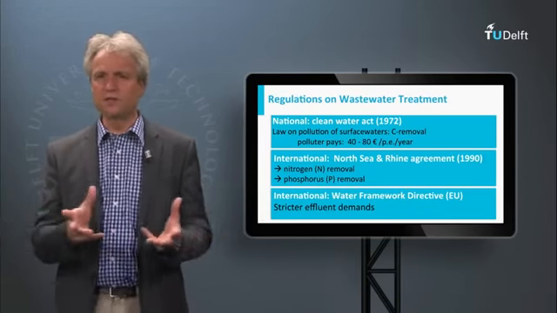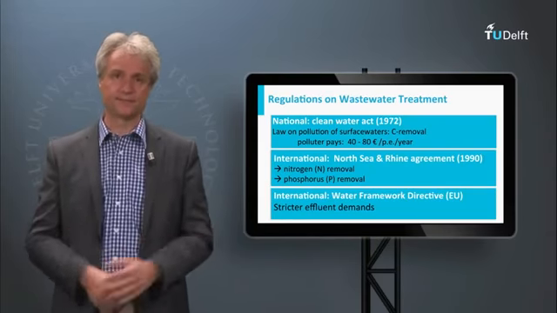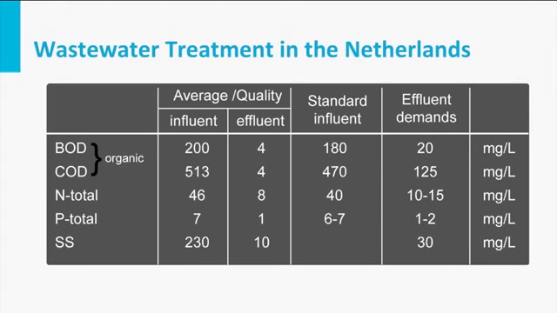And were these regulations effective? Well, yes. This table shows the average influent and effluent values of the major sewage pollutants. The organic pollutants are indicated by the parameter COD and BOD, which will be explained later in the course. Nitrogen pollutants are indicated as total N and phosphorus as total P. The settleable solids are termed as SS. In every sewage treatment plant, the effluent restrictions are met, as you can see.